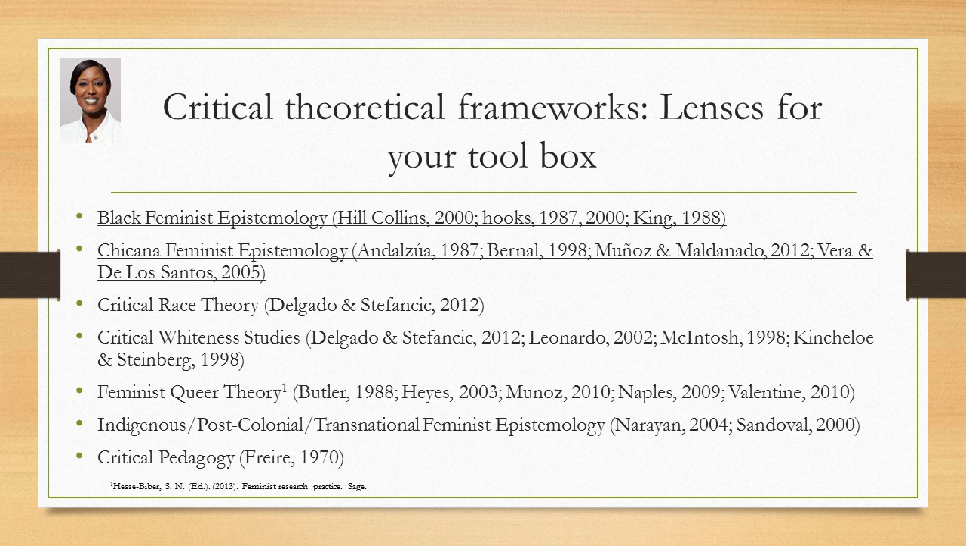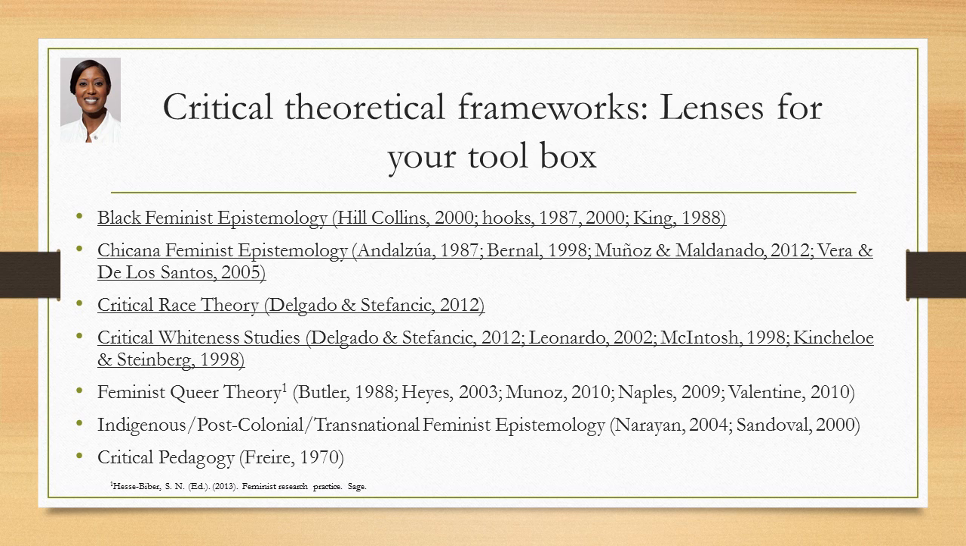Also, there's Chicana feminist epistemology. Critical race theory. In education, we use this a lot. It may be worthwhile for you to just do a literature search to look at some of the pieces of scholarship that use critical race theory as a lens in education.